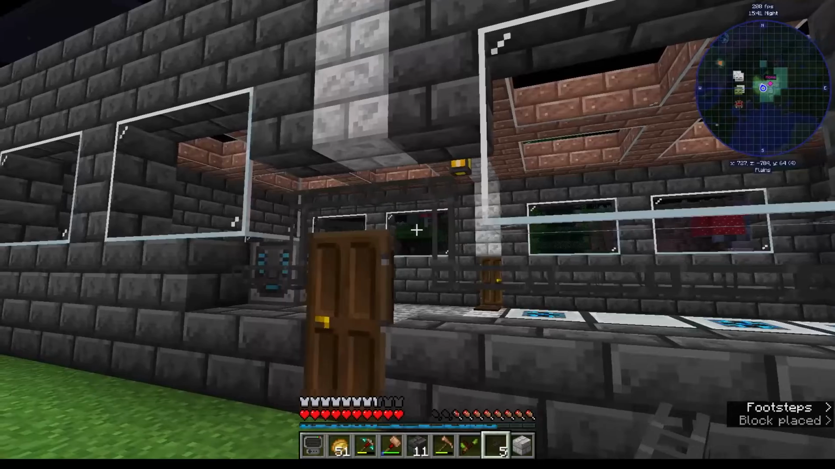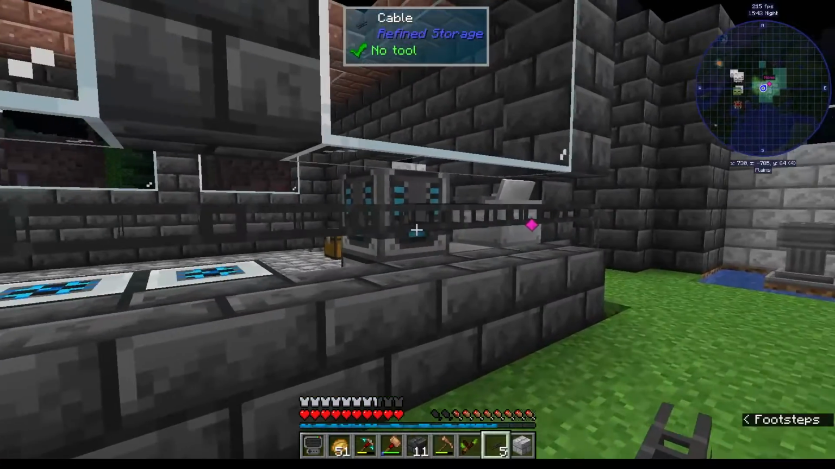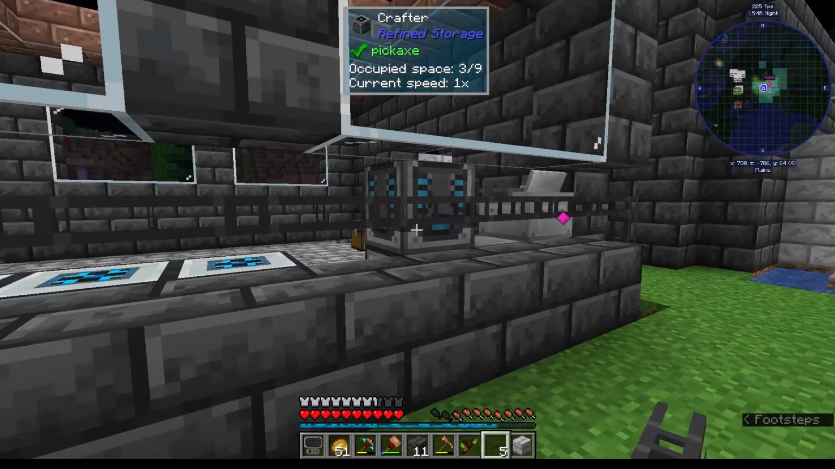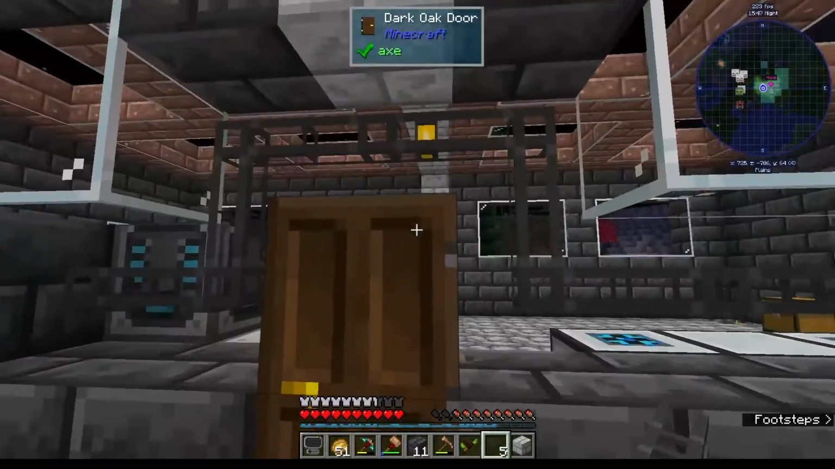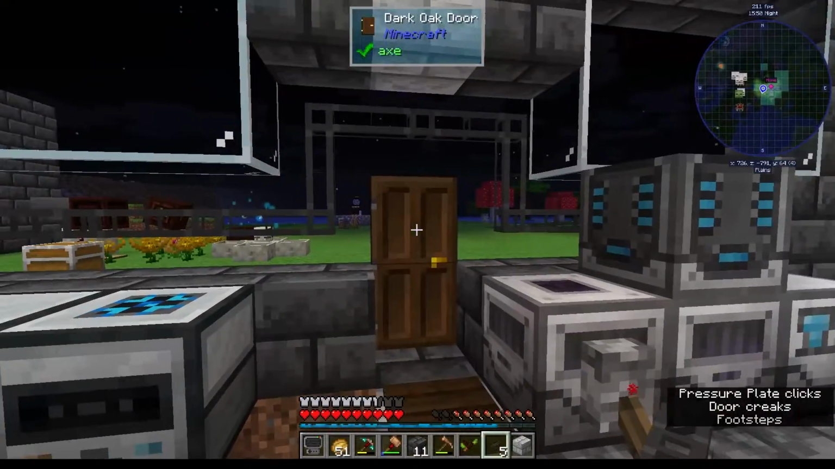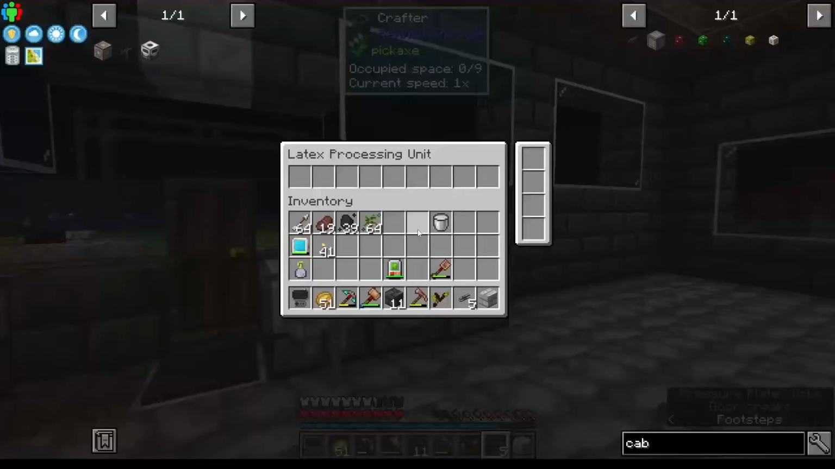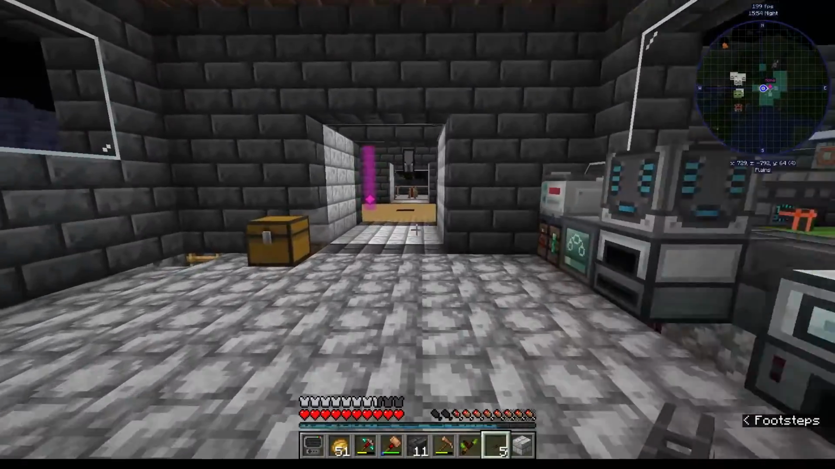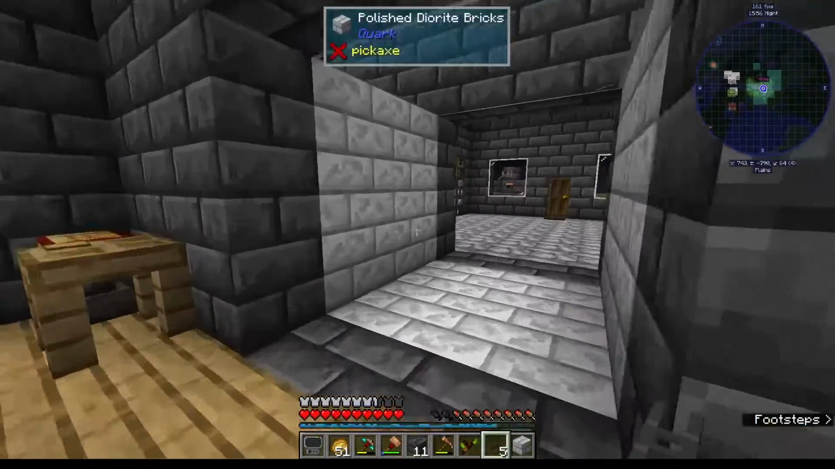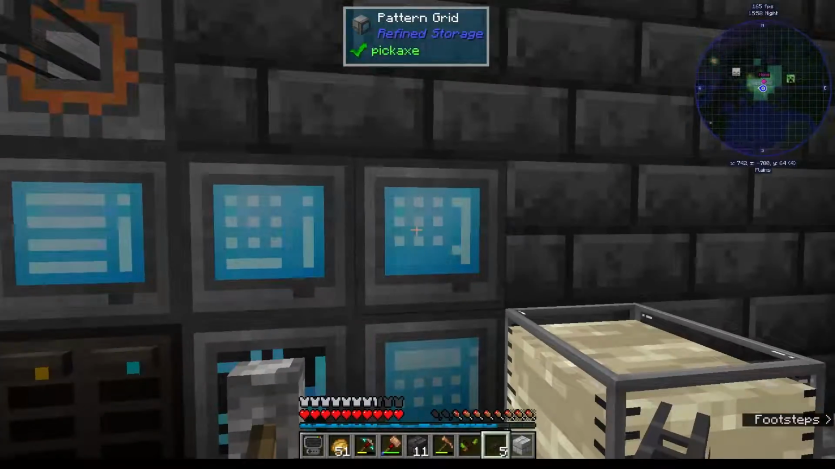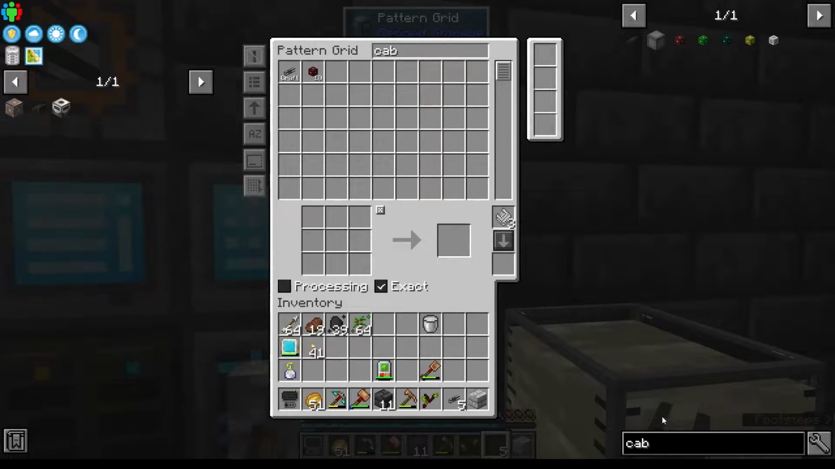Okay, there we go. We'll make wall panels later, and later on we'll have enough of these to chain them this way rather than going around. So it'll be better later on, but it's fine for now. Okay, here's the latex processing unit. So if we supply latex, we should get tiny dry rubber.